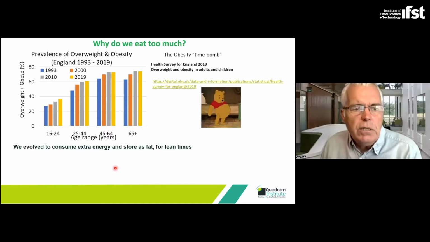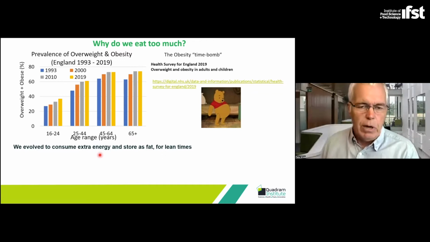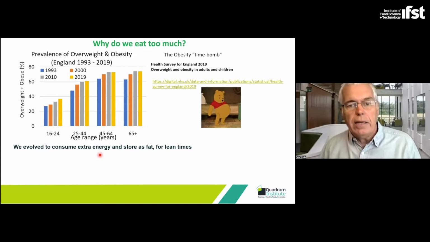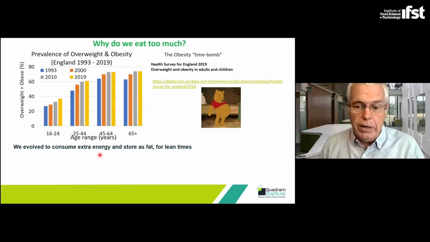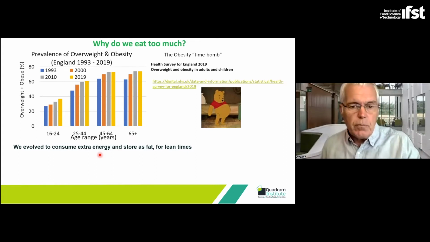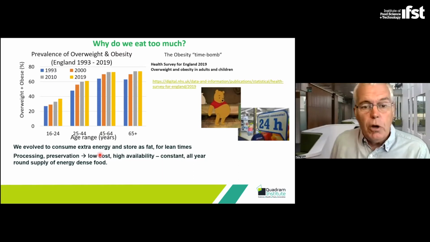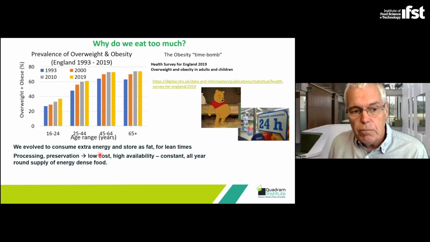And the reason for this is that in our evolutionary history, we've evolved to consume more energy than we actually need. Our appetite and satiety signaling processes and pathways encourage us to eat more than we actually need, and store that excess energy as fat for lean times, for winter, for times when we don't know when our next meal is coming from. But the main issue with modern man is that we do know exactly where our next meal is coming from.